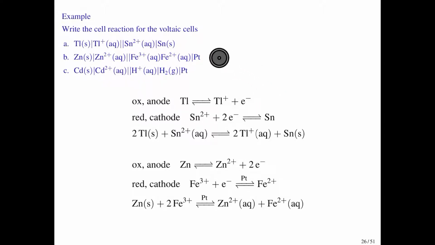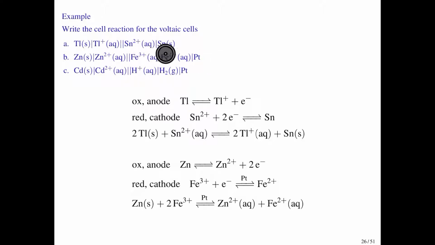For part B here, we have a reaction where at the anode, zinc is being oxidized to zinc 2 plus. And then at the cathode, I'm missing a comma here between these 2 irons. The comma is used when components of the electrode are in the same phase. In this case, we have iron 3 being reduced to iron 2. And so here is the half reaction. And then this is occurring at a platinum surface.